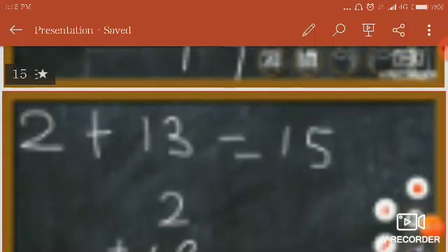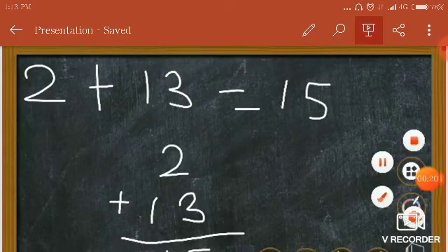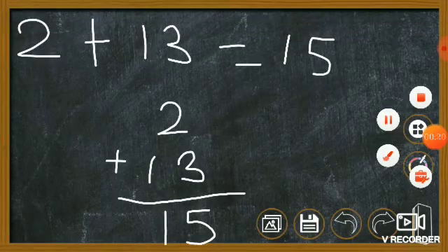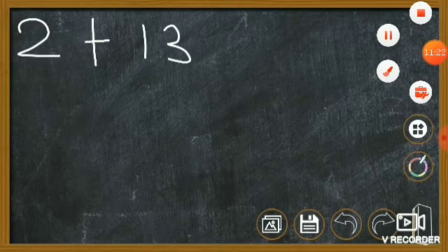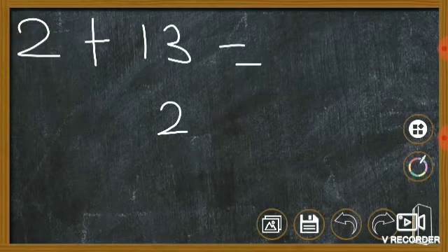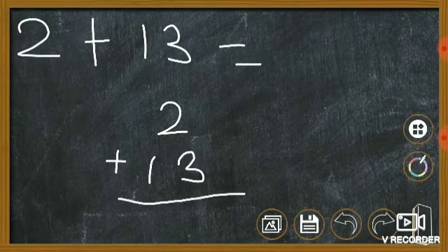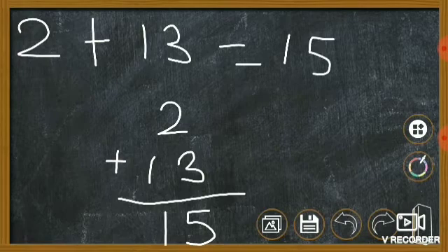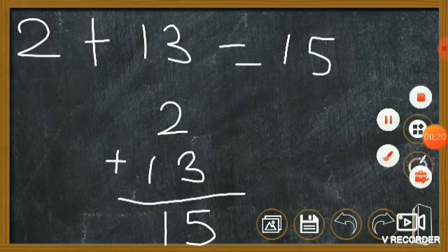Next sum. We are going to add 2 plus 13. That is equal to, now we'll write 2 on the top and 13 at the bottom. Okay, children, you have to write straight to it. Adding 2 and 3. 2 plus 3 is 5. Write 5 and bringing down the 1, it becomes 15.